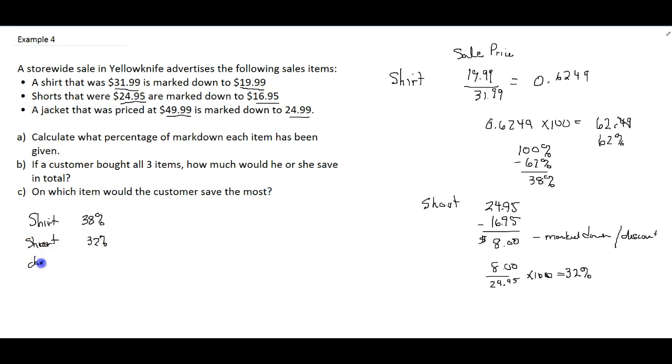And finally, we look at our jacket to determine our discount. And it doesn't really matter which way we do this. We can do it either way. I'm going to do it the same way as we did the shorts. So $49.99 subtract 25. Oh, sorry, that's $24.99. And we're left with $25. So 25 over $49.99 times 100%, and that gives us 50%.